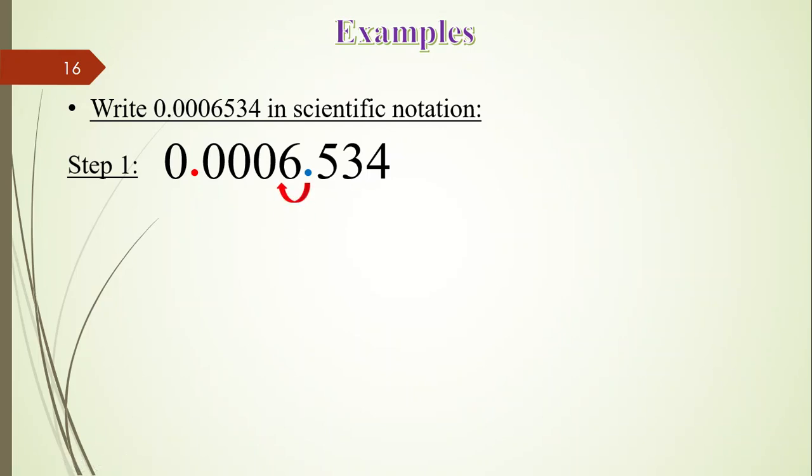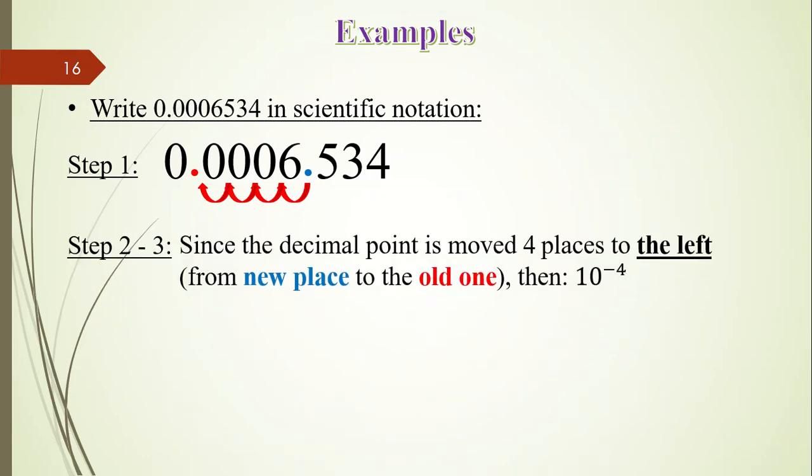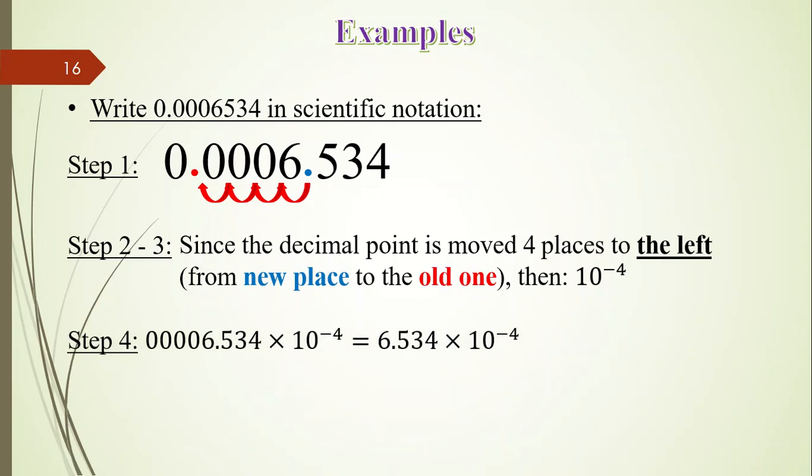And we have to move from the new place to the old place. So we had moved 4 times to the left, so the sign of the power of 10 will be negative. Okay? So since the decimal point is moved 4 places to the left, then we have 10 power minus 4, and the number is 6.54 times 10 power minus 4.